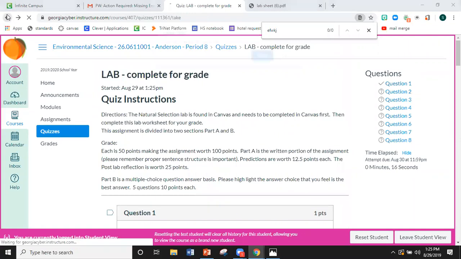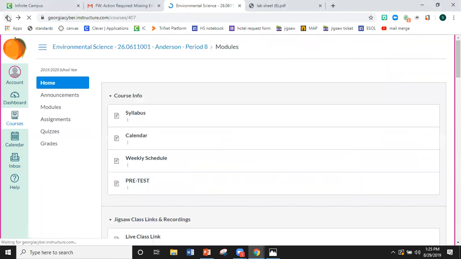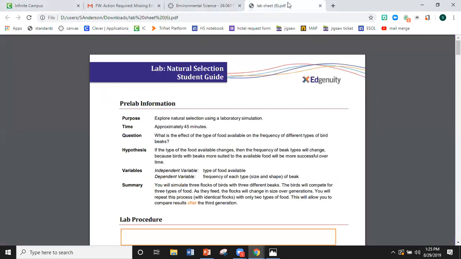So you're not going to upload this PDF. I just want you to have it so that you can use it to jot down information so that you have the steps of the lab and what to do in case you need to go back and do it on your own. When you open this lab worksheet, there's 8 pages.